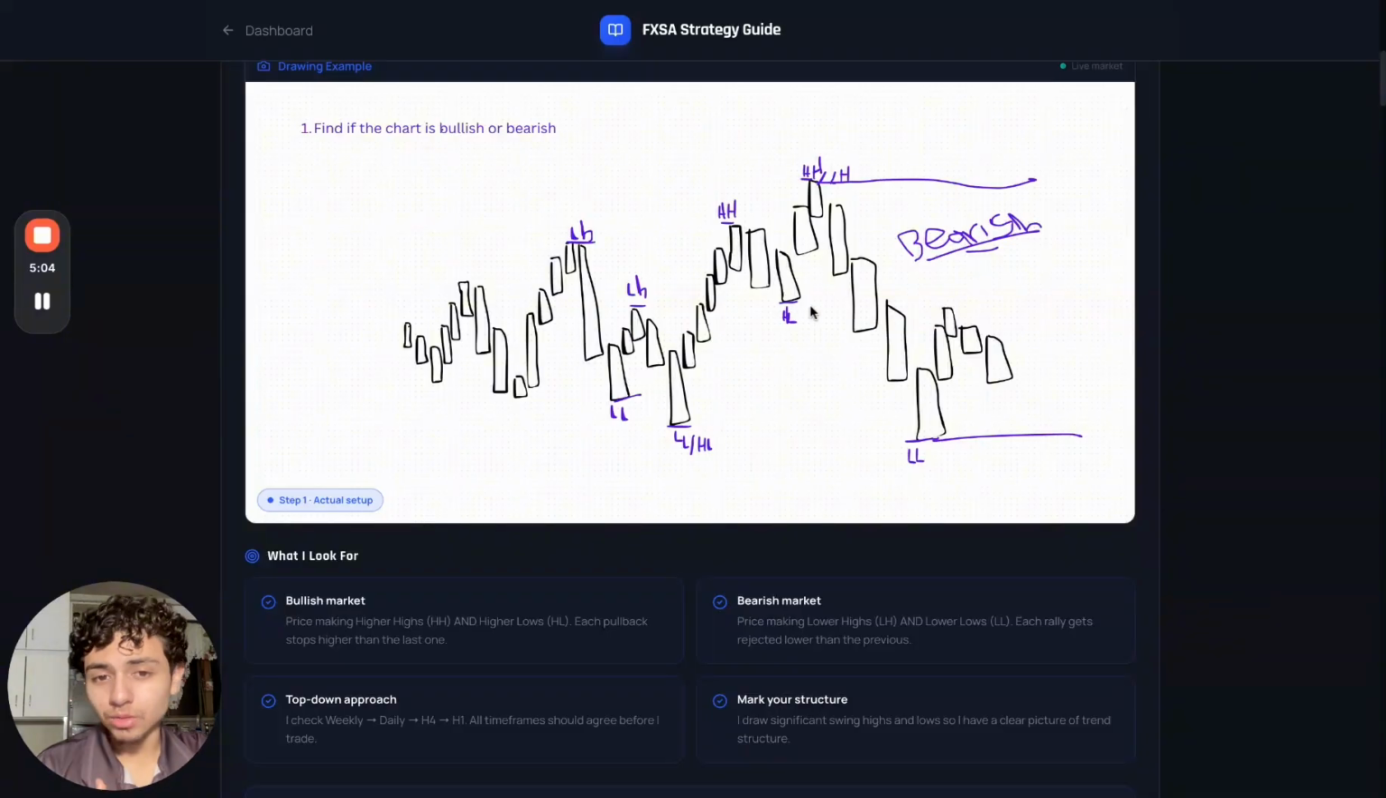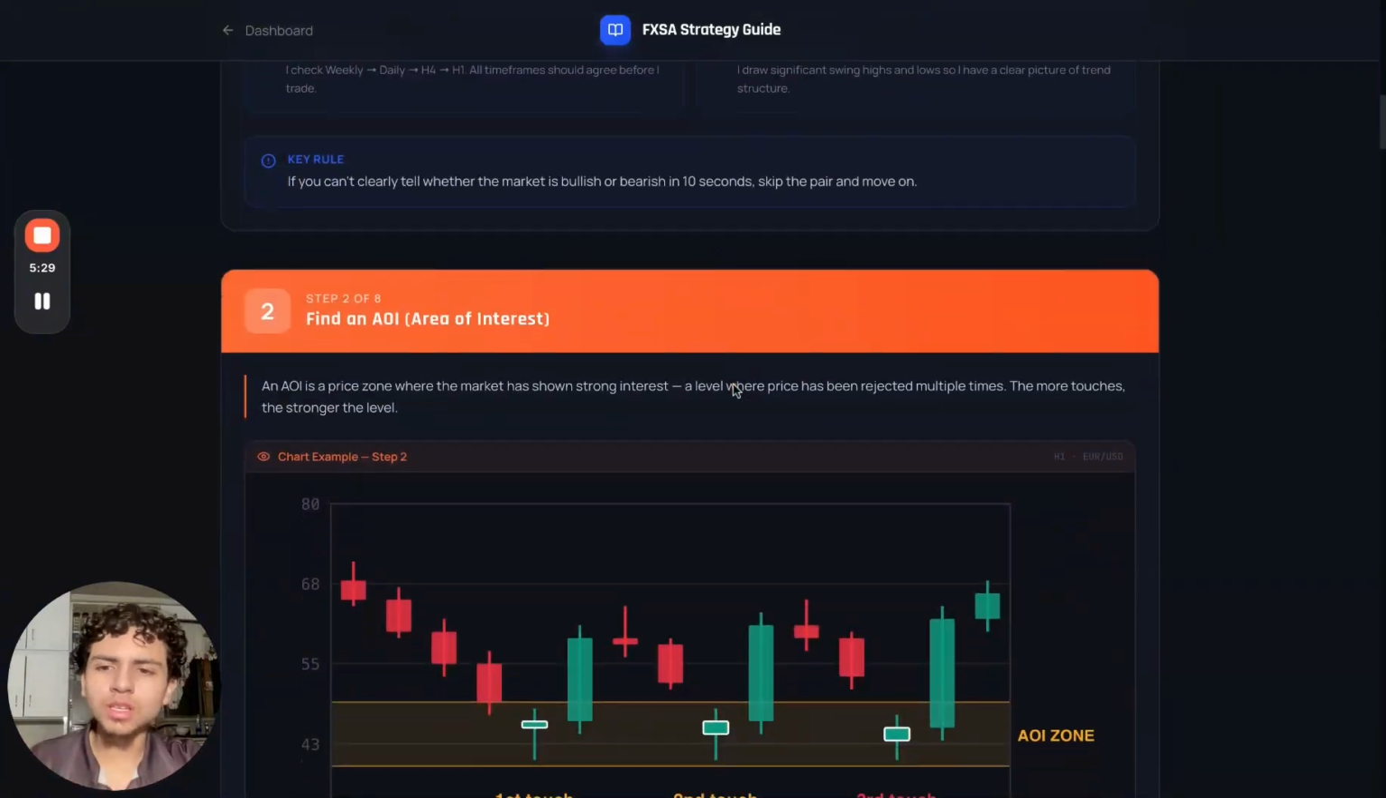Then right here, you guys can see that the structure was broken once again. So now it's no longer a bullish market, it's now a bearish market, because now this is the lower low and this is the lower high, and that's all we need to know on this market. So that's how I identify a bullish or bearish market on every time frame, on the daily, weekly, 4 hour. Those are the only three things I want to know.